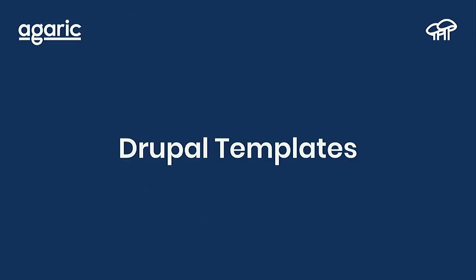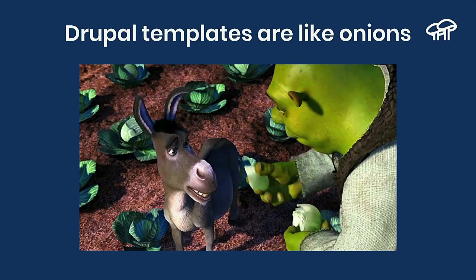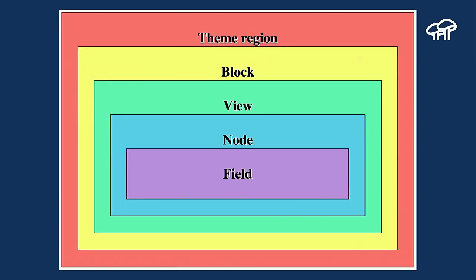Now, let's talk about Drupal templates. Drupal templates are like onions. And if you saw the movie, you will guess why. Because they come in layers. When we want to print something on a Drupal website, we will be interacting with a lot of templates at the same time. Let's give an example.